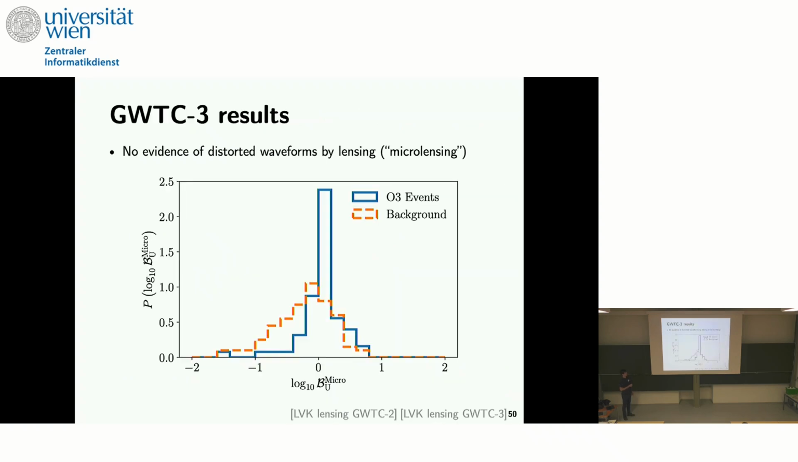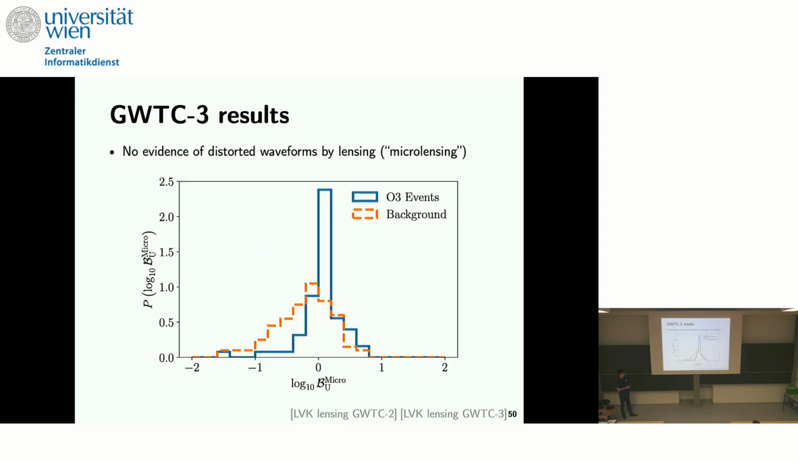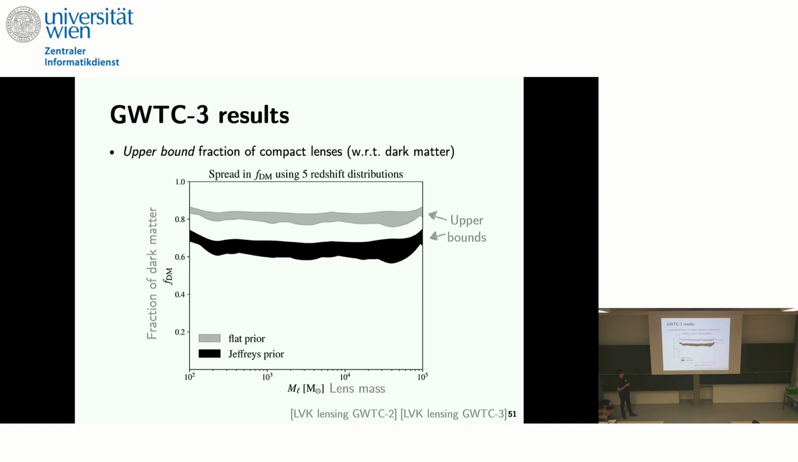If you go to the catalog, what you see is that we essentially get a distribution of our Bayes factor which is very much consistent with a background of non-lensed events. So this is something that for us indicates that there is no evidence of lensed events. And from this non-detection of lensed events by compact objects, you can, for example, put constraints on the fraction of compact objects which are a relevant fraction of the dark matter.